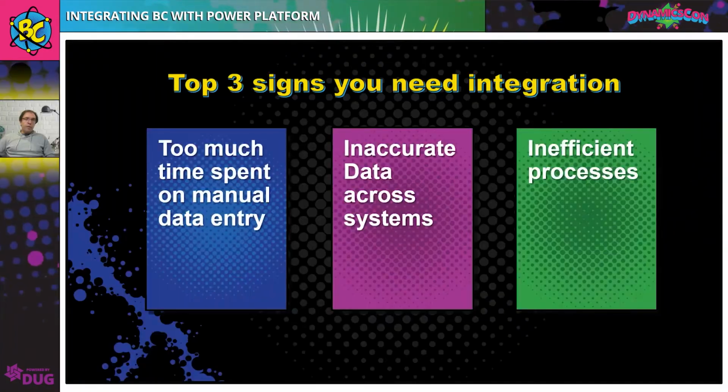If you have that swivel chair integration that we talked about, between me talking to customer service and them keying it into the system, and then maybe going to the other system, there are a whole lot of places where things can go wrong. And I'm pretty sure what's going to happen is my package is going to stay in the office waiting for me to arrive, instead of being with me when I actually need it, right? So those are the top 3 signs that you actually need integration.